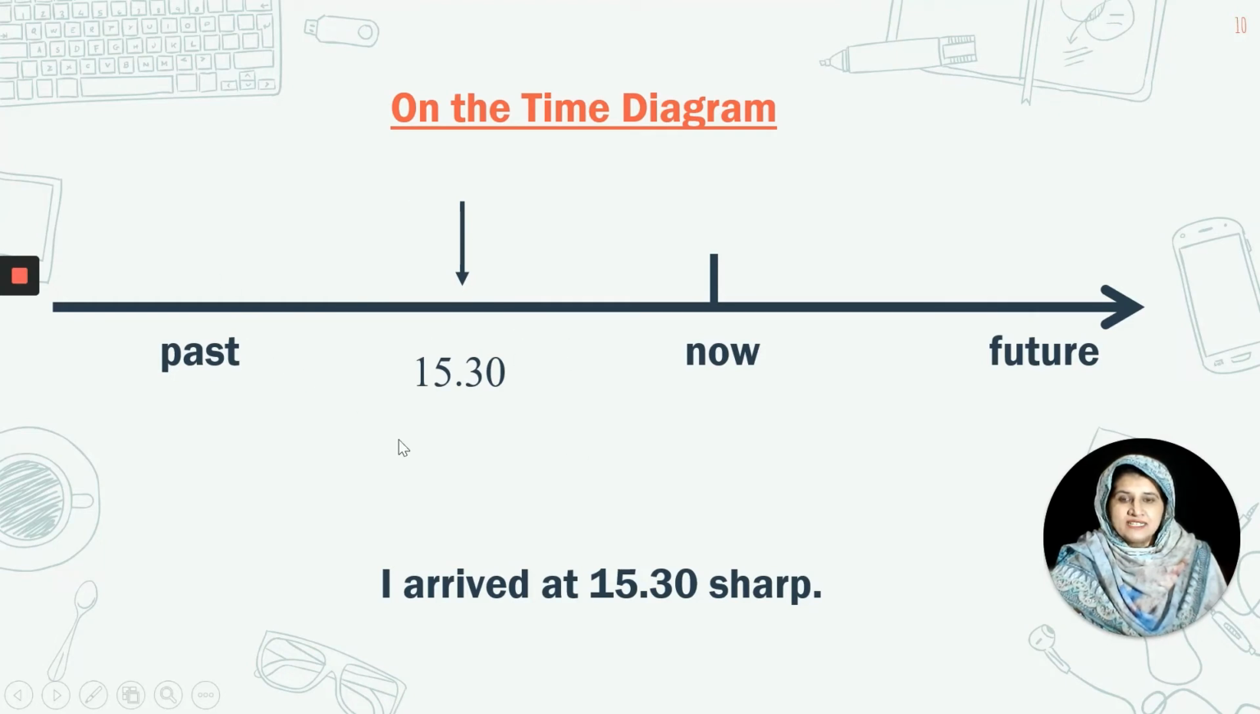As we already discussed, the simple past tense talks about any past event, in the distant past or near past. ठीक है, कोई भी वो past हो सकता है. For example, I arrived at 15:30 sharp. Right? So a past event is shown through this time diagram. Any past event, any event which happened in the past.